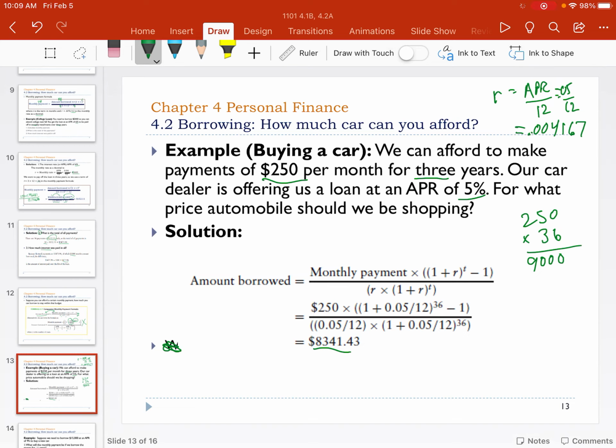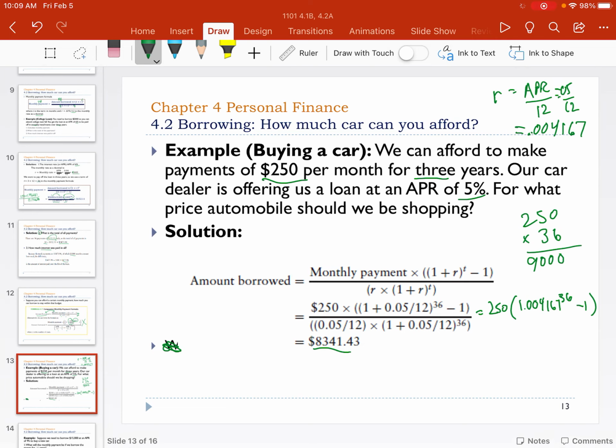Now, I'm not sure if I'm going to take the time to go through this entire calculation. Maybe I can do that during some of the reviews for the test coming up not too long from now. But the point is you would have all that stuff. Let me see if I can write out part of it. You'd have 250, of course, and you'd have 1.004167 to the 36th power.